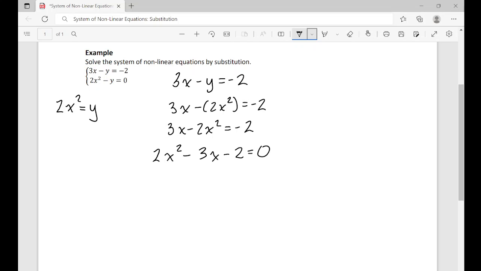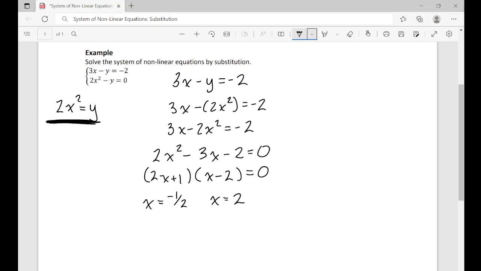And here, I'm just going to factor it. You can use the quadratic formula if you want, whichever you think is easiest. But this is going to factor down to 2x plus 1 and x minus 2, which can be solved each individually, giving you negative 1/2 and a positive 2. So now I'm going to take each x value and plug it into this equation here to get y.